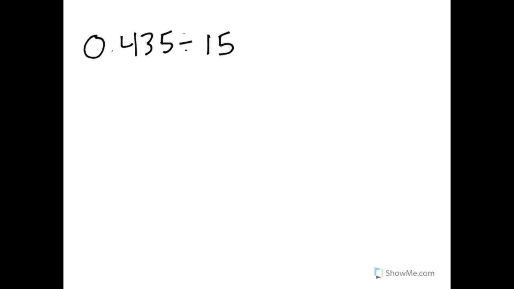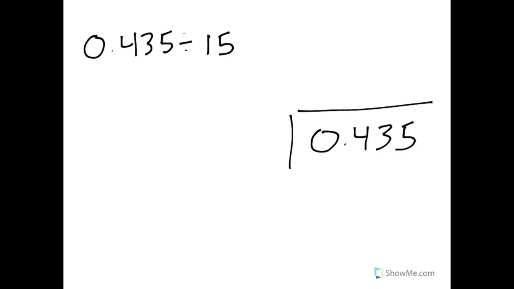Okay, let's try one more. Same kind of problem, and I'm going to set it up here. I'll show you how I set it up. 0.435. This time divided by a double-digit whole number, 15. Okay. Same thing. I'm going to look at my decimal and bring it directly up.